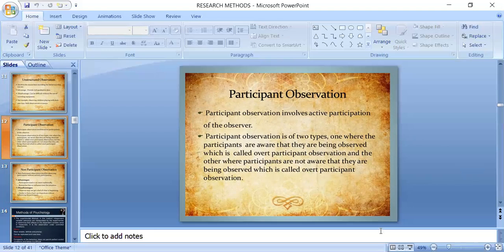Overt is visible and covert is invisible. Overt and covert are visible and invisible participation. Like in English we use visible, invisible, implicit or explicit. In psychology we use overt and covert for visible and invisible. Clear?